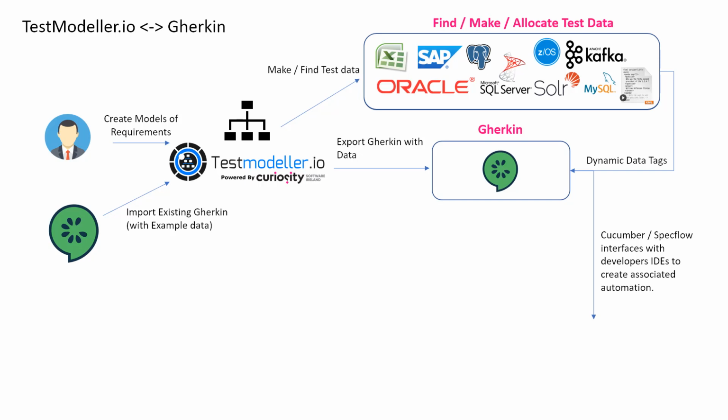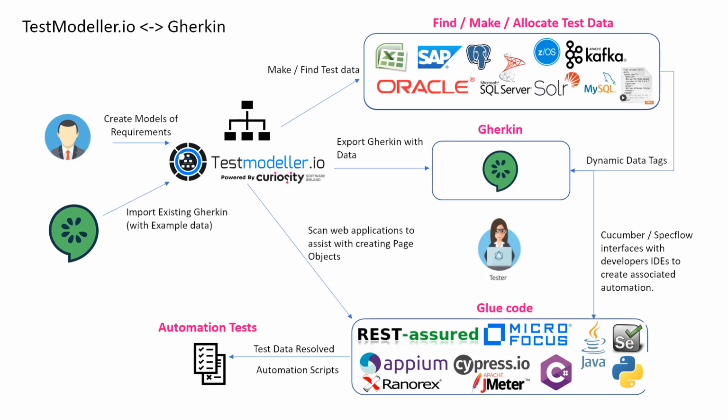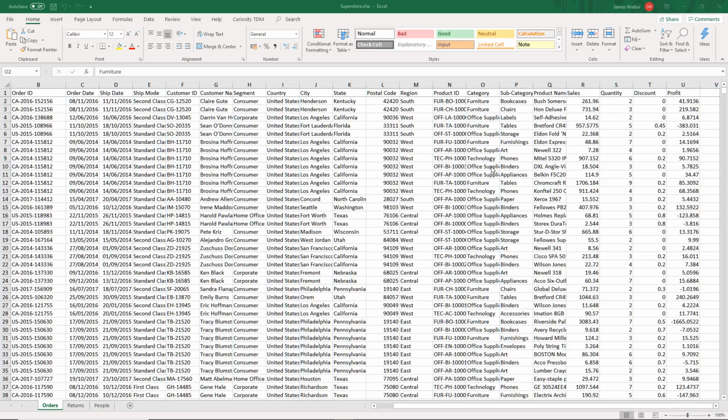Once you're ready, you can embed this Gherkin into your BDD frameworks like Cucumber and SpecFlow, and testers can then integrate this with their glue code along with using the Test Modeler scanner to create page objects. When the automation is executed, it will go off, resolve any test data, and then synchronize up the run results back on top of the original model. Let's jump in and define some reusable test data lookups.